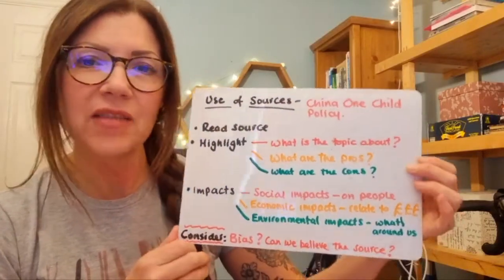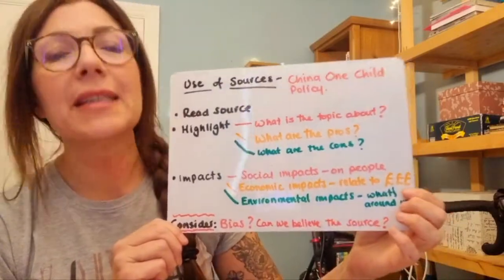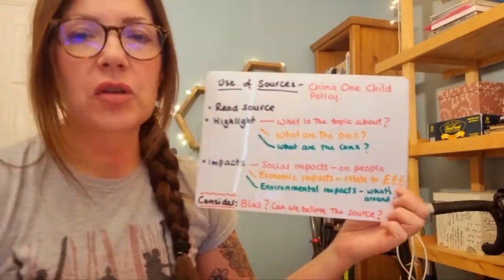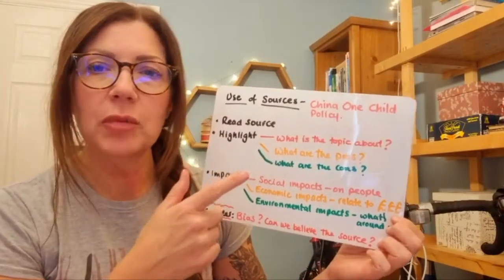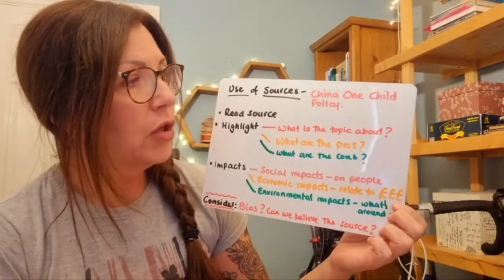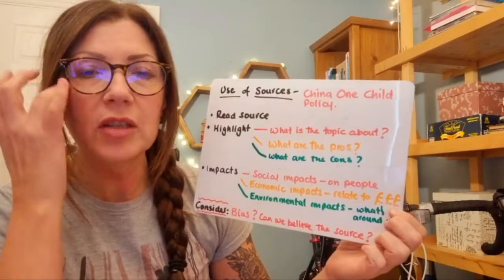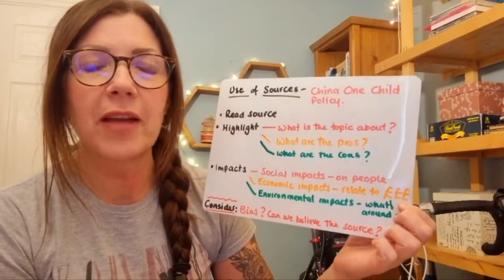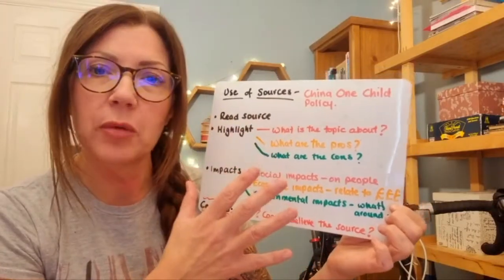Hi guys, in today's video we are going to consider how we use sources and what we need to look at in the source for us to use it effectively. So in this one we're going to consider if we have multiple sources surrounding the idea and the topic of the China one-child policy. So we will have lots of different sources that we can find on the internet. We might have found it on the BBC Bitesize, we might have found it in other places, and we're going to look at what we would do with that source.